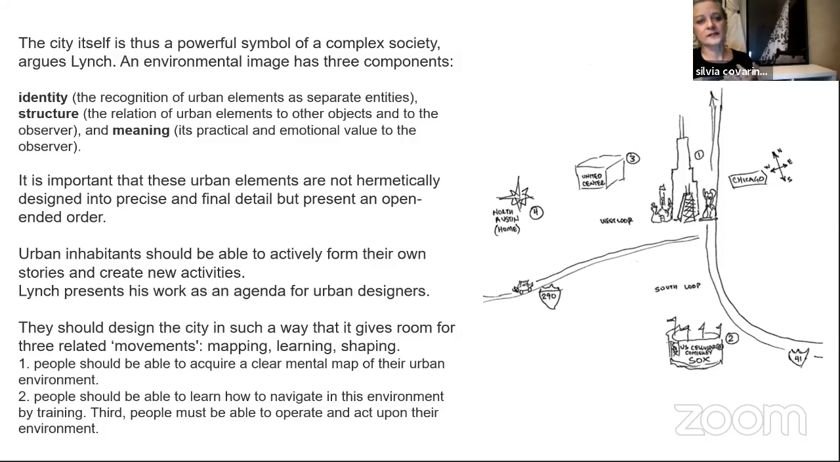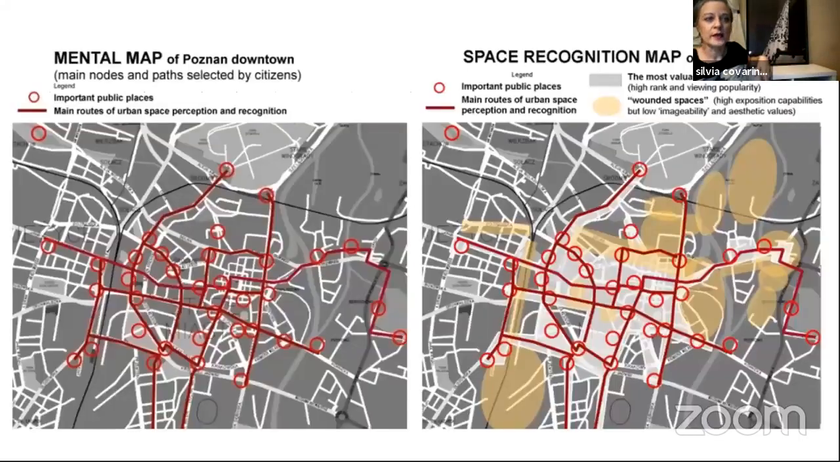They should design the city in such a way that it gives room for the 3 related movements: mapping, learning, and shaping. Now, mapping is the activity to recognize, let's say the survey, let's say perception. Learning through the mapping, you're going to know the environment, and shaping then is the action to design and to change the condition.